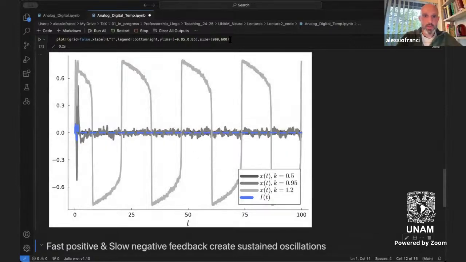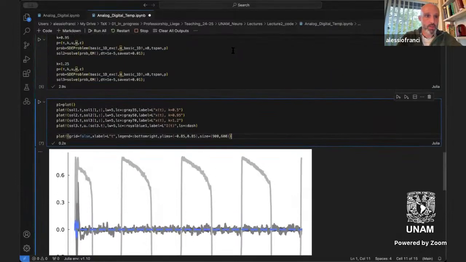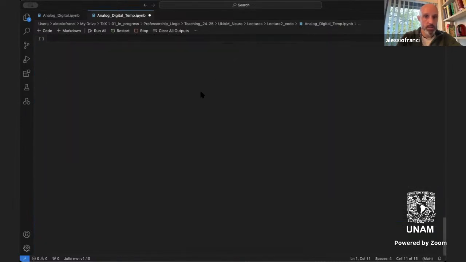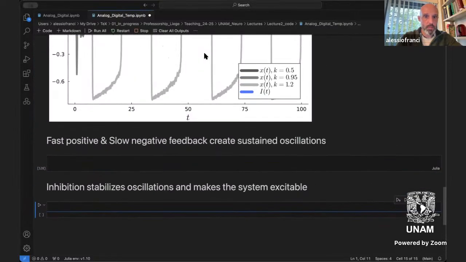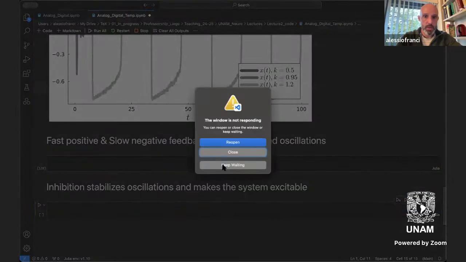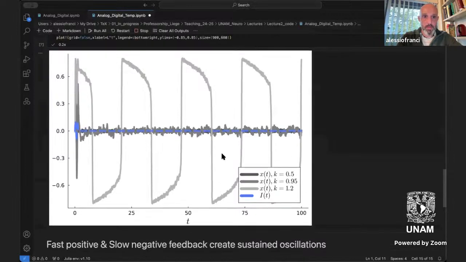I wonder what happened to VS Code. It's not responding. I don't know why it bothers me. I think there are too many points. This figure is too big. But anyway, I think I should change the time resolution. Well, it doesn't matter.